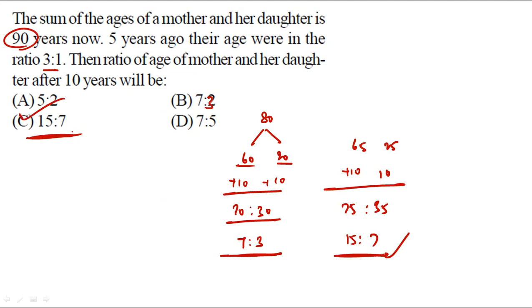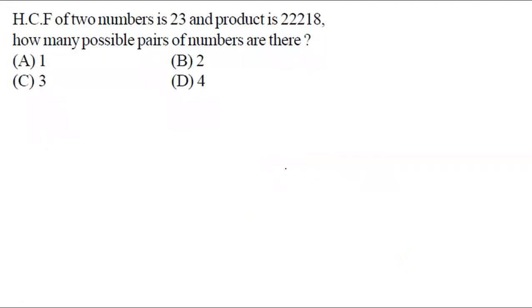I was doing it after 5 years only. What do I need to do? I should not add 10, I should add 15, because 60 and 20 is 5 years ago. So I want 10 years after, which means totally 15 years I need to add.